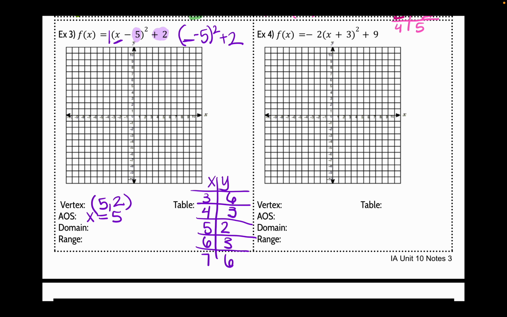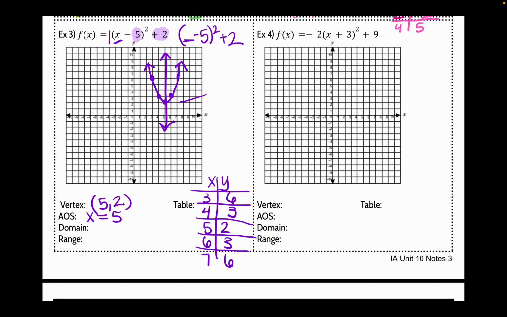So we are at 3, 6, 4, 3, 5, 2, that's our vertex. 6, 3, 7, 6. Now, connect them. Make sure your lines are neat. You're having them go through your coordinates. If they're not, then redo it. Fix your line. Make sure you're doing arrows at the end, and then don't forget to also include your axis of symmetry down the middle.